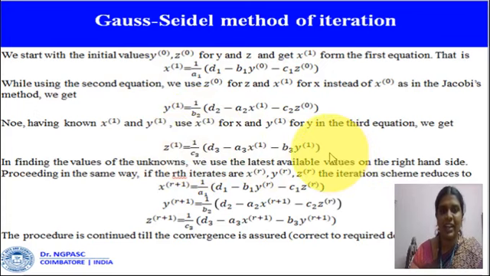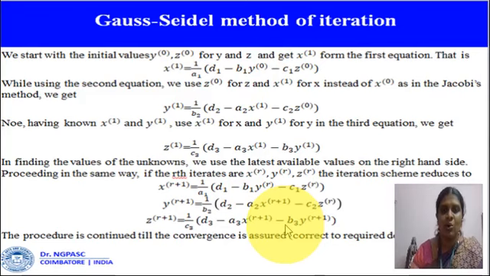Likewise, when you go for the second iteration, you have to take the y and z values from the first iteration and substitute in the second iteration x equation, and you have to get the value of x. Then you substitute in the y equation with the same z value, and you have to substitute the x and y values which you have got in the second iteration in the same z equation.